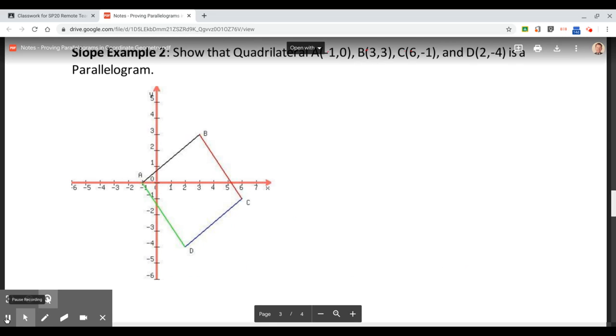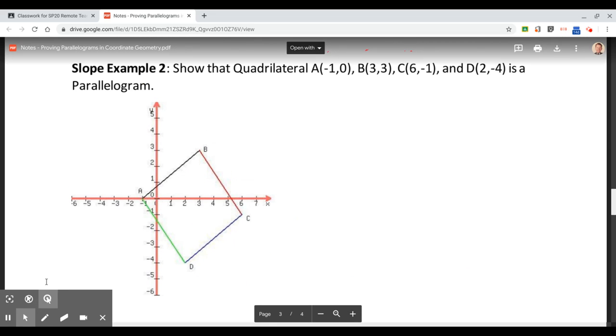For example 2, it wants us to show the quadrilateral ABCD is a parallelogram using slope again. Okay, I'm going to do this really quick, the whole problem. See if you guys can figure it out. I want to show you the answer, and then if you have any questions, you can ask me through Google Classroom, okay?